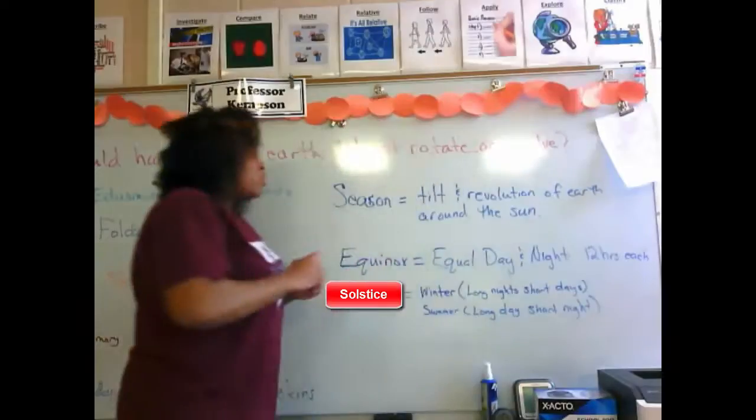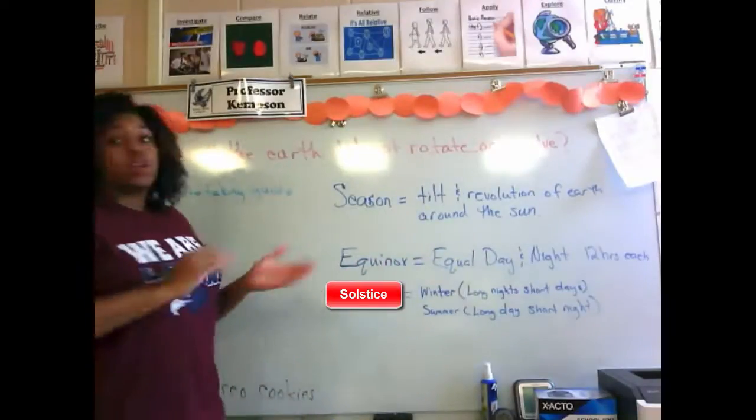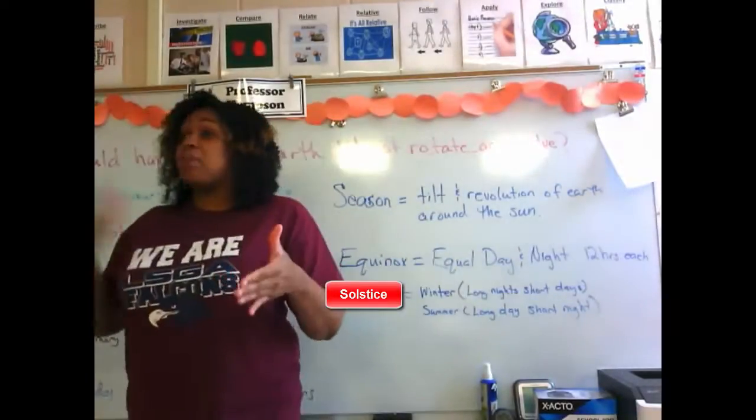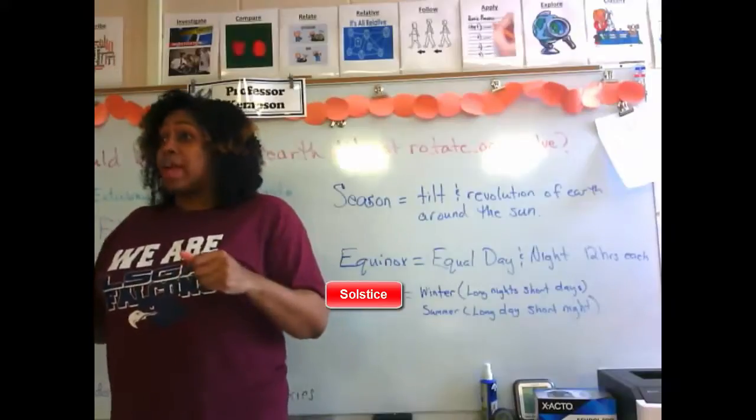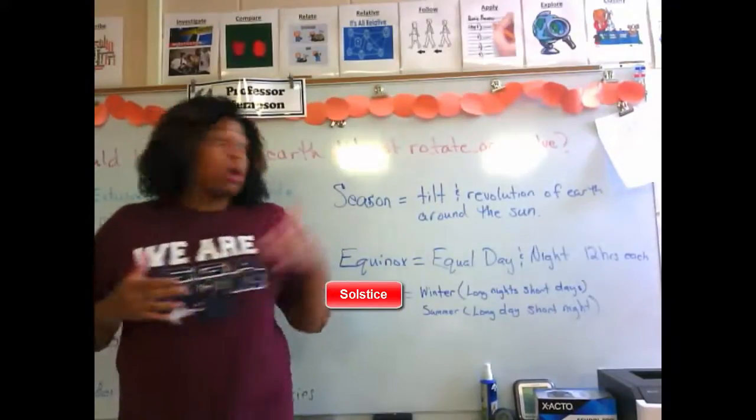All right, so those are the solstice and the equinox. Autumnal is fall. Vernal is spring. All right, those are your equinoxes.